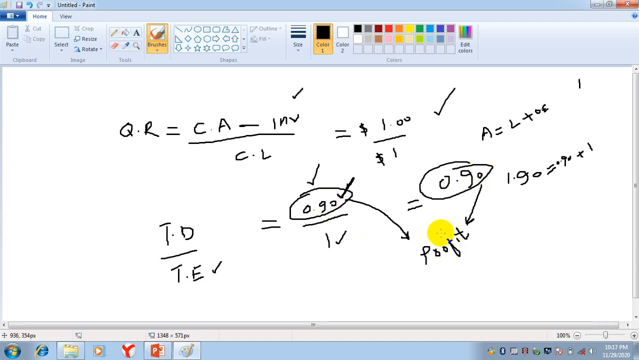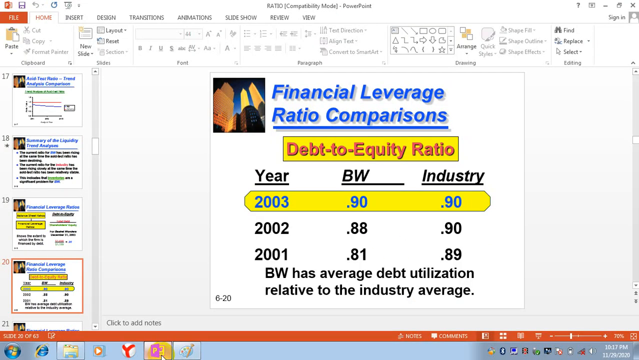At the end, when the profitability ratios come, then we will discuss this. Then at the end, we will check what our profitability is. We took 0.90 debt. The industry also took 0.90 debt. What is our profit and what is the industry profit? Then we will compare the utilization. The main thing is the utilization of debt, whether we are utilizing it properly or not.